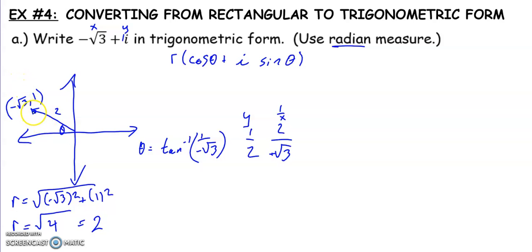So the point for my reference angle is really going to be, I just wrote it down, I had a total brain fart. Negative radical 3 over 2 and 1/2. There's the point for my reference angle. That reference angle right there is pi over 6. That's the reference angle. So that means the angle itself is 5 pi over 6. So there's my theta.